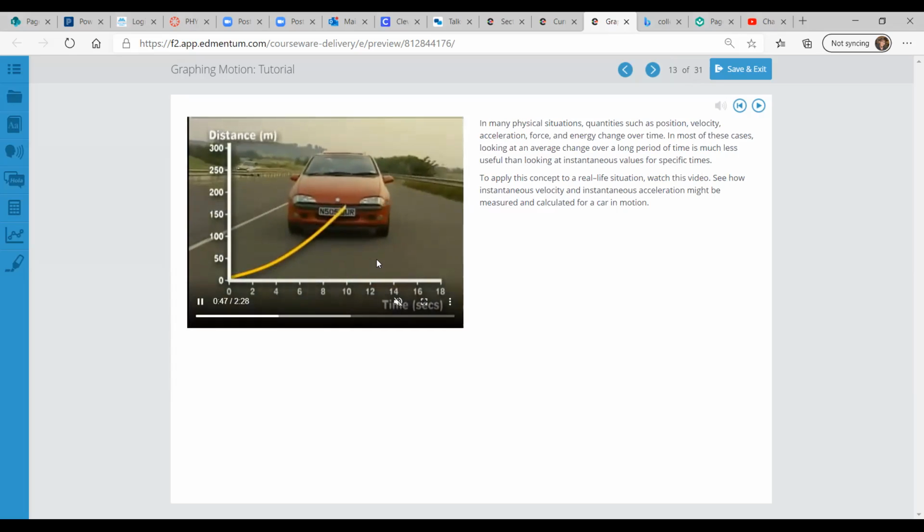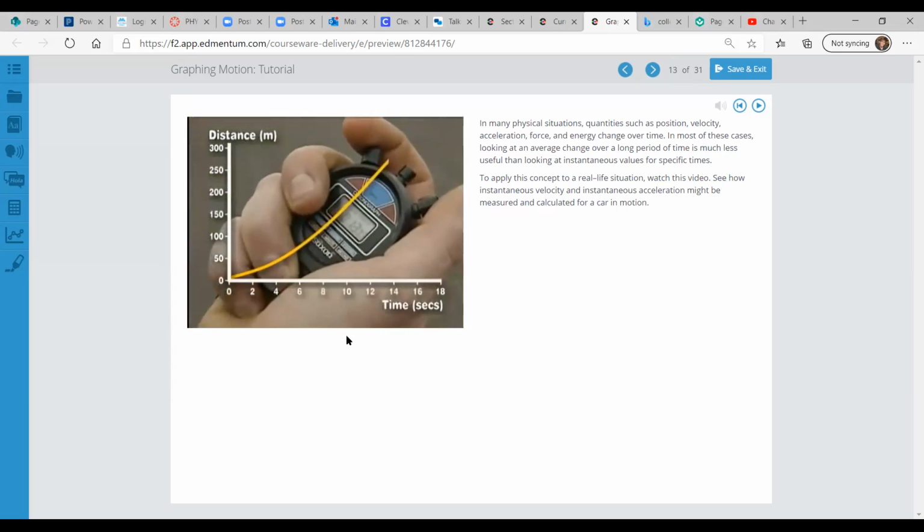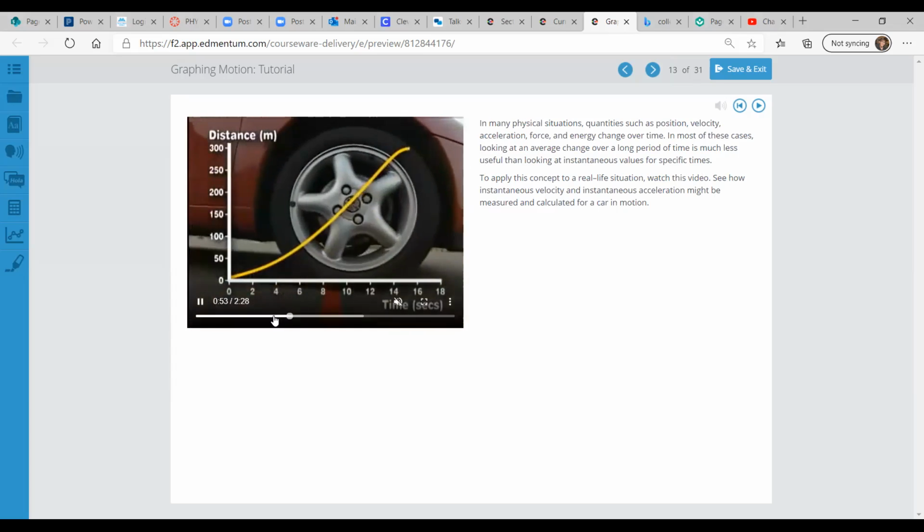You don't need the sound to look at this, but you see at certain points, the tangent line would be different. And then once it completely stops, it forms that flat line. So here they're drawing the tangent lines.